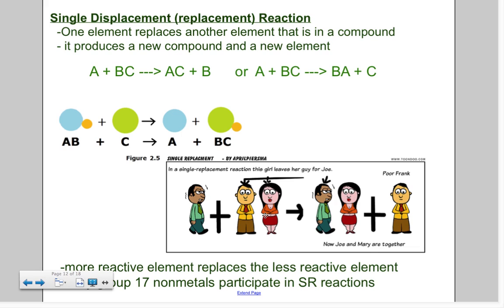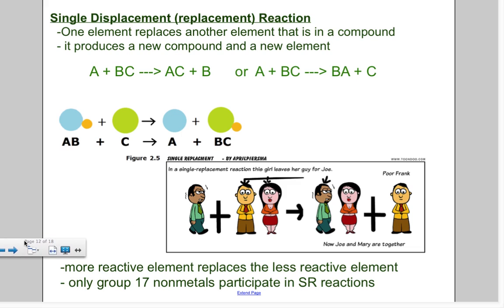And then here's another one showing two people. It says in a single replacement reaction, this girl leaves her guy here for Joe. So she switches partners. Now Joe and Mary are together and Frank is alone. So again, you have to look at the element that's by itself. If it's a metal, it trades places with the metal. If it's a nonmetal, it trades places with the nonmetal. And that's the key that you have to remember here.